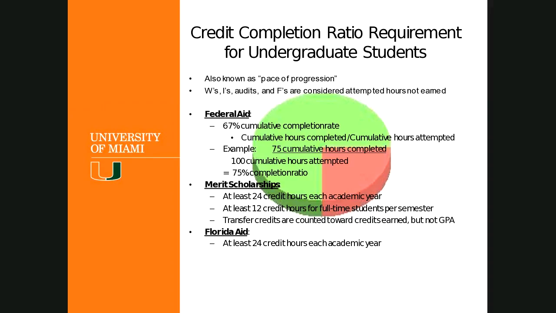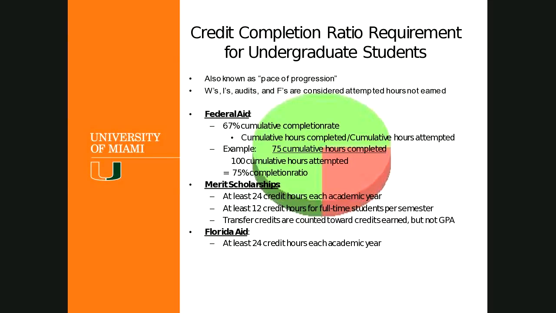Florida Aid is not looking at a percentage either. It's similar to the merit scholarship with the 24 credit hours for each academic year. The difference here is that you cannot make up lost credit hours in a subsequent term. So if you take 12 in the fall, only complete 9, you can't take the 15 to make it up for Florida Aid. You would then not make your 24 credit hours, unfortunately. And we'll talk about the appeals process and how that would take place later. But for Florida Aid and merit scholarships, we're looking for those 24 credit hours.